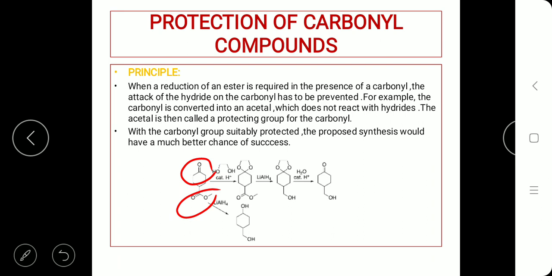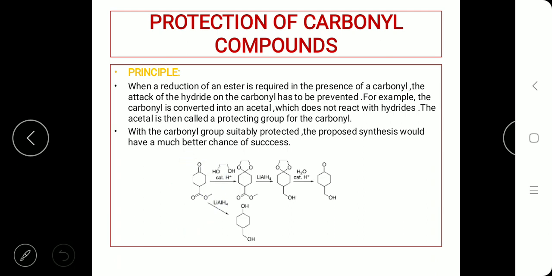But in some situations, in some reaction mechanisms, sometimes we would need a ketone to be unreactive, whereas the other functional group is to be reactive. So suppose, let us take this example here. We have a compound in which there is both a ketone and an ester.